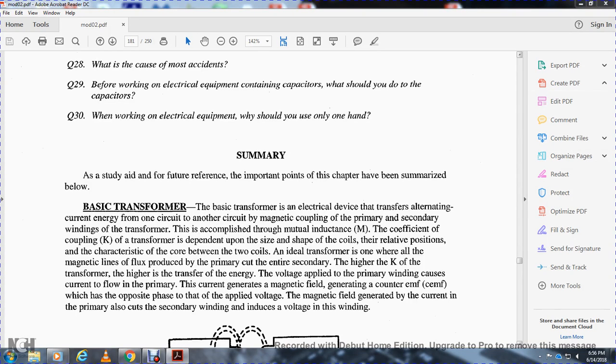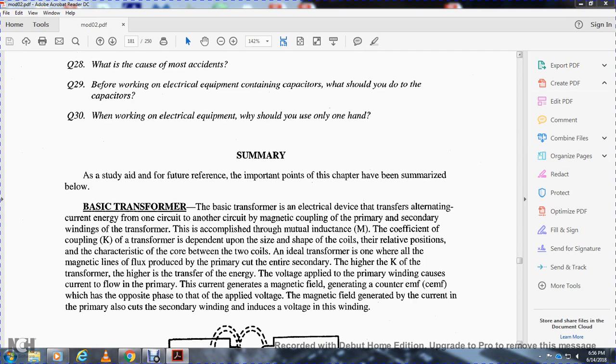Alright, Chapter 5 Summary. As a study aid for the future, the important points of the chapter have been summarized below. Basic transformer. The basic transformer is an electrical device that transfers electrical energy from one circuit to another circuit through the magnetic coupling of the primary and secondary windings of the transformer. They accomplish this through mutual inductance.